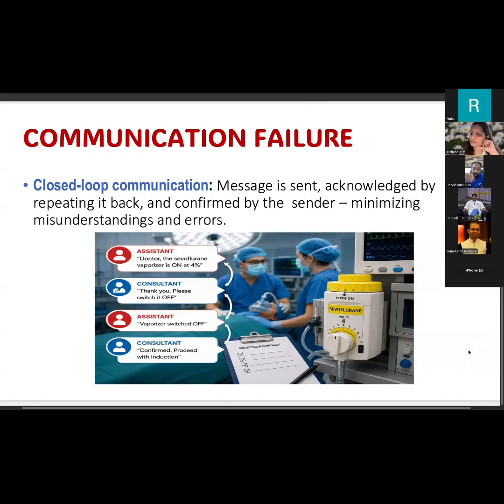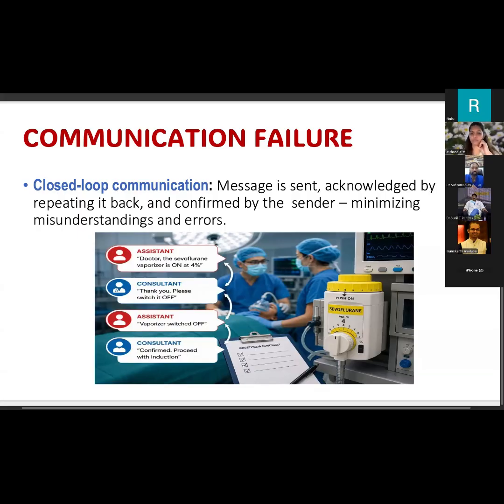So this scenario could have gone like this: the assistant should have told, the vaporizer is on. Then the anesthesiologist should have said, switch off the vaporizer. Then the assistant should have confirmed, vaporizer is switched off. That closes the communication loop. This simple exchange hardly takes a few seconds, but it closes the loop and removes ambiguity. The key message here is that communication is complete only when the message is acknowledged and confirmed. Without acknowledgement and confirmation, the communication loop is not closed.